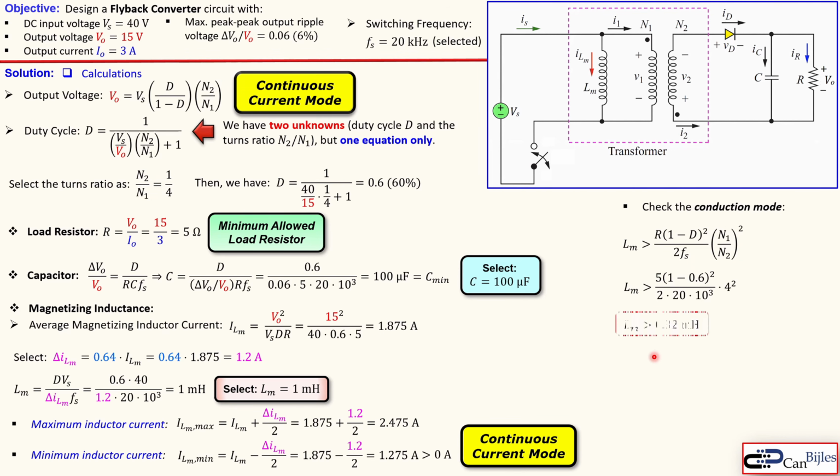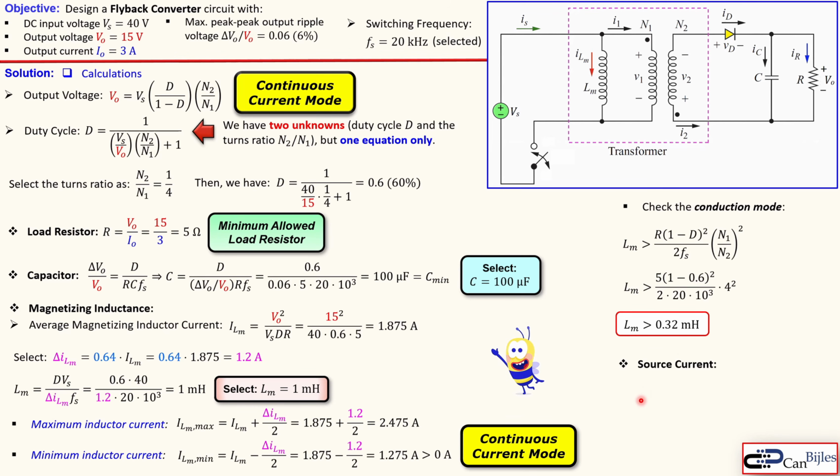Square that and you get actually here the 0.32 millihenries, which is indeed smaller than that one. So this is larger than the minimum value. So it is indeed again proof that this is in the continuous current mode.